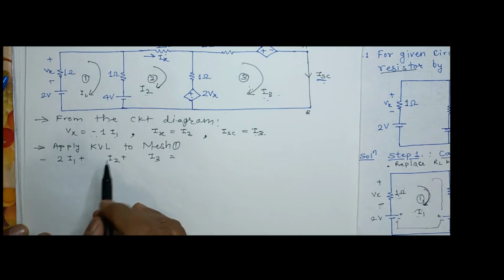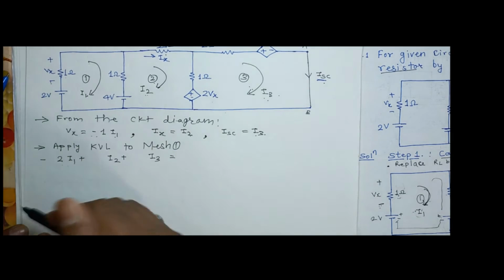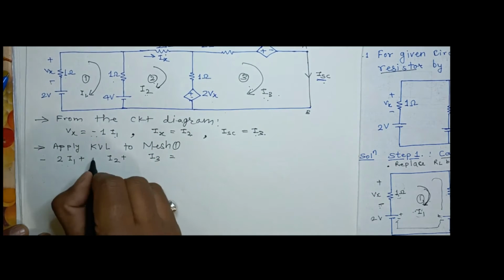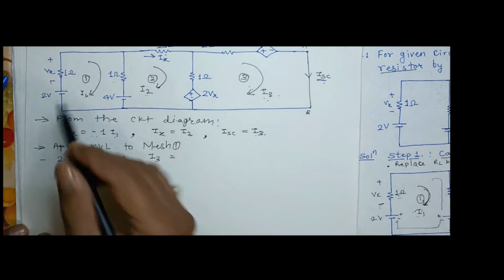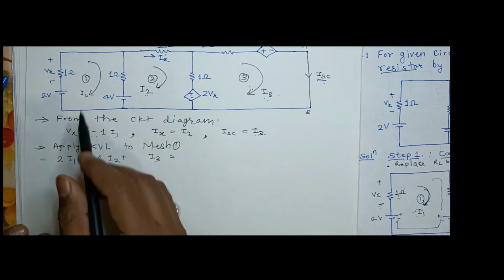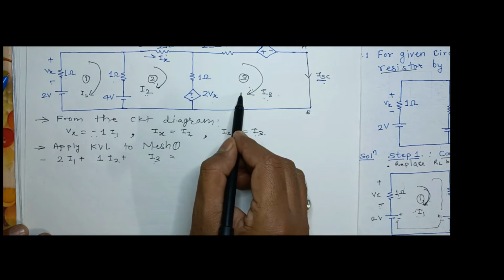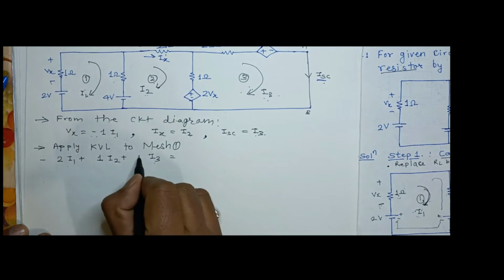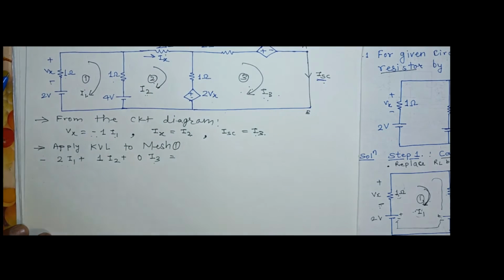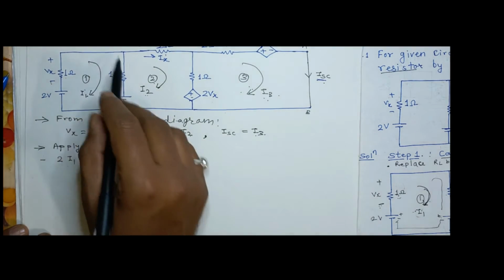Through which resistance is current I2 passing in mesh 1? That is only the 1 ohm, so I will write 1. And through which resistance is current I3 passing in mesh 1? There is no I3 in mesh 1, so there is no relation. I will write 0. Clear? Next, now we have to check the voltage.